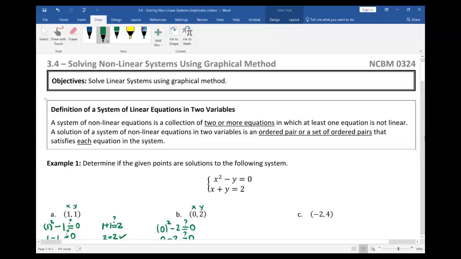Section 3.4, Solving Non-Linear Systems Using Graphical Method. Definition of a system of non-linear equations in two variables.